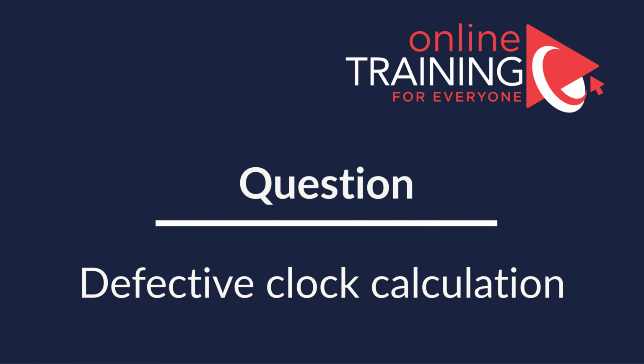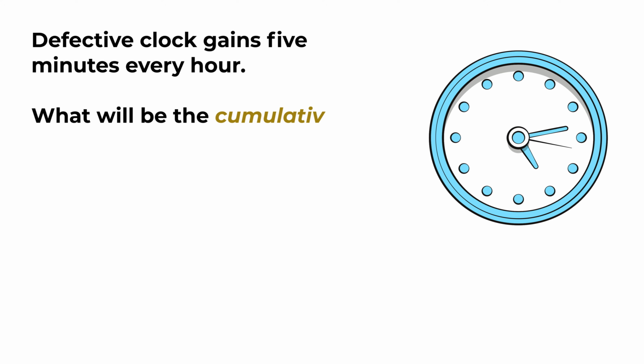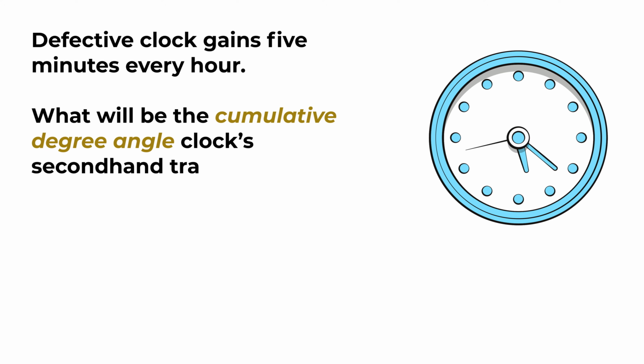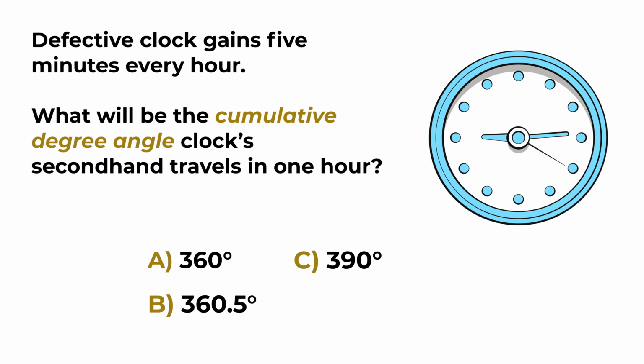Here's an interesting question, which may not be as easy as it looks. Defective clock gains 5 minutes every hour. What will be the cumulative degree angle clock's second-hand travel in 1 hour? You're presented with 4 different choices. Choice A, 360 degrees. Choice B, 360.5 degrees. Choice C, 390 degrees. And choice D, 380 degrees.